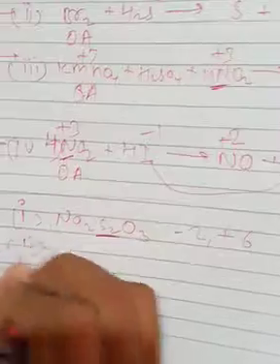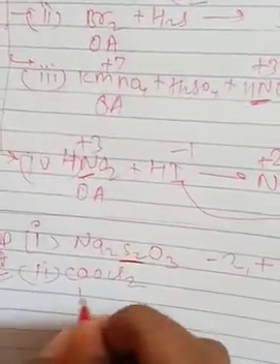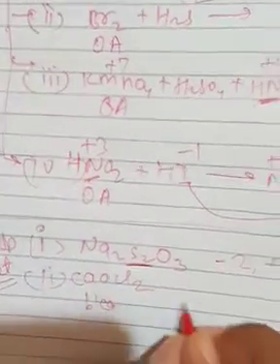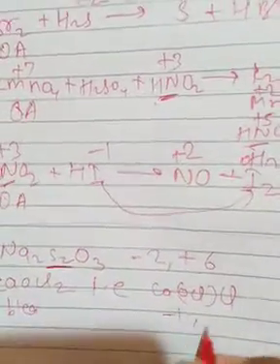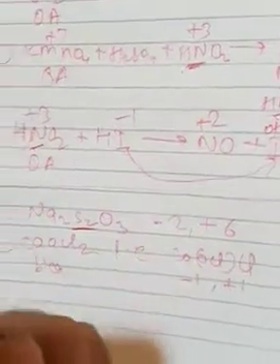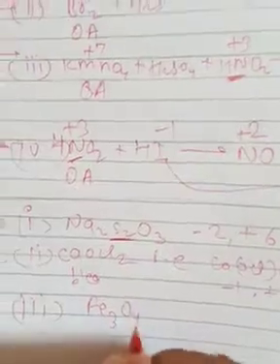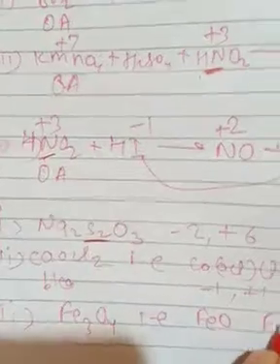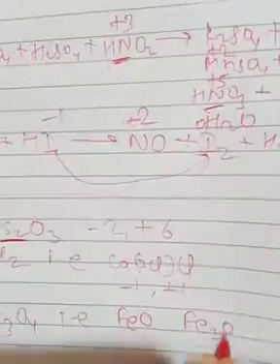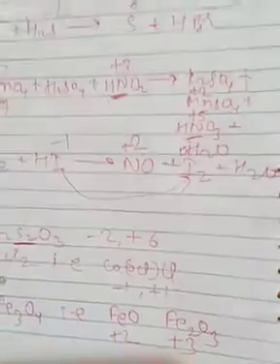The second example I have is CaOCl2, that is bleaching powder, which is Ca(OCl)Cl. Here one Cl is in -1 and the other is in +1 oxidation state. The third example is Fe3O4, a mixed oxide, that is FeO and Fe2O3, with +2 oxidation state and +3 oxidation state.